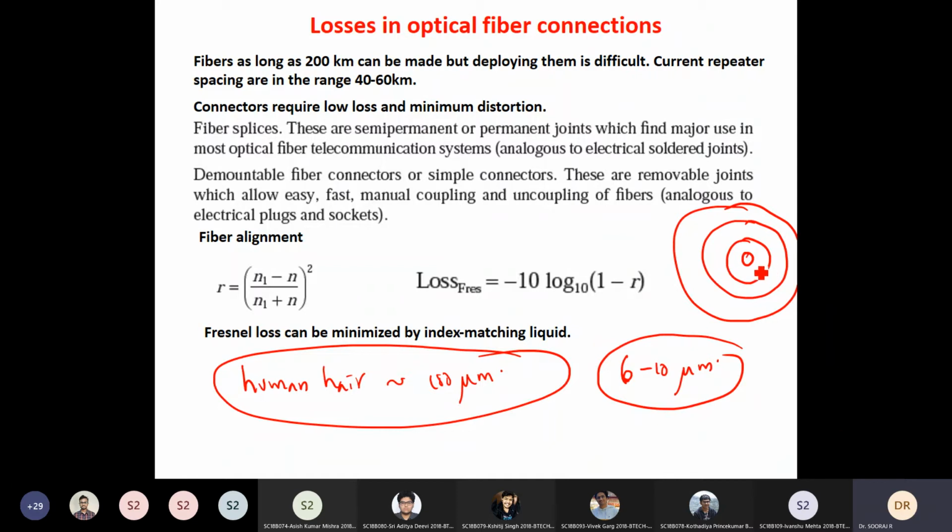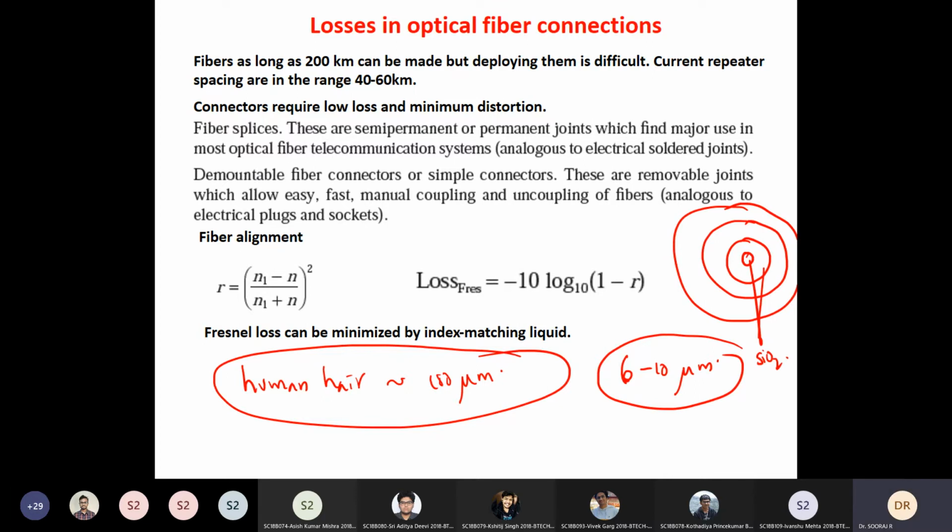So the core and cladding are usually made out of silica. The other protective layers could be made of polymers or rubber. So those are the protective covers. However, the one which carries the power, the information signal, is actually the core, which is very narrow in diameter.